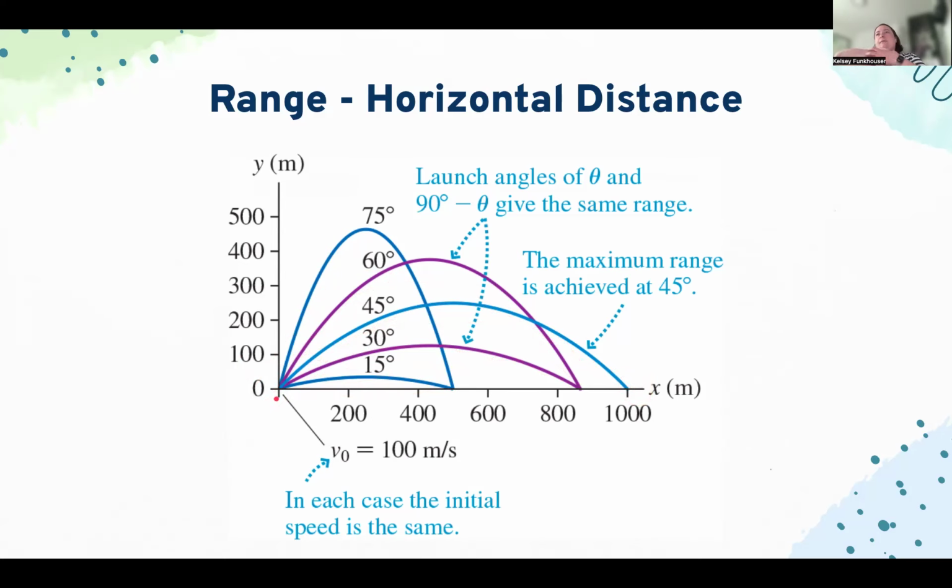So if you're asked about the maximum possible range, for example, and you're not given an angle, it's because the angle is 45 degrees, because that's what will give us the maximum horizontal distance. And then you can see that 75 degrees gets us back to the same distance as 15 degrees with a whole bunch of time spent in the air. Okay. And in these cases, the initial speed is the same. So this is just changing the launch angle, nothing else.